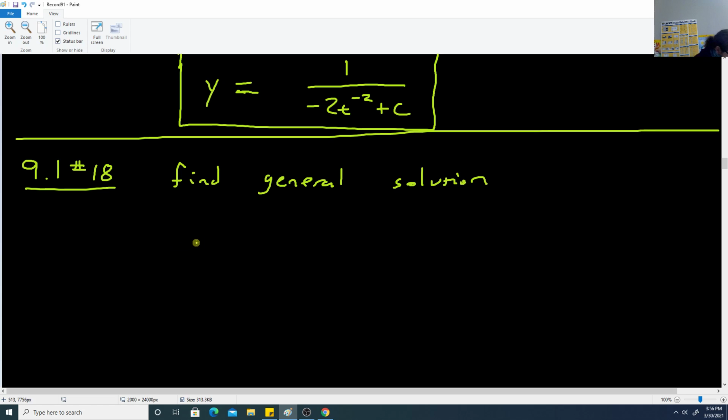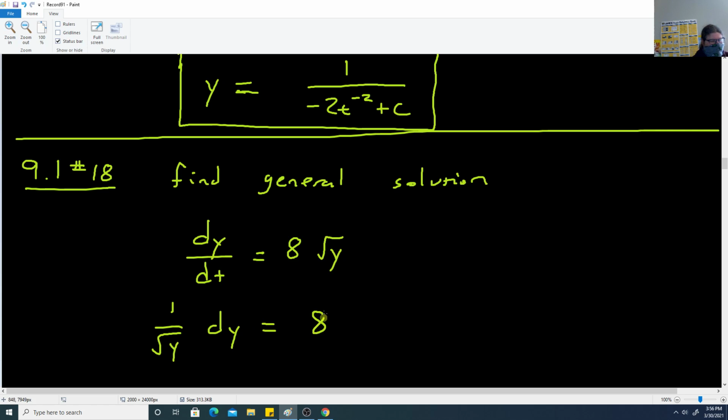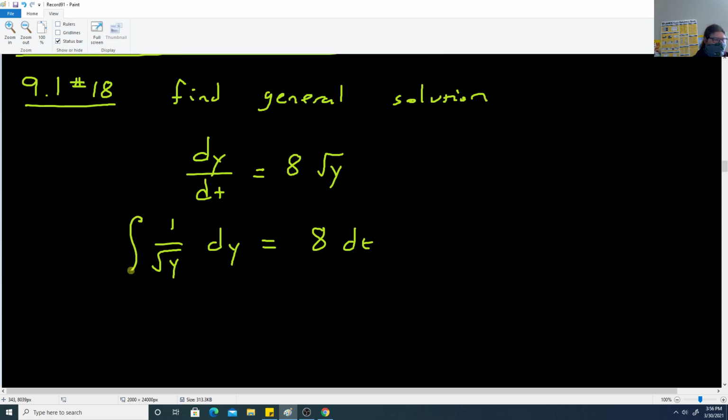So for that one, problem 18 says we want dy/dt equals 8 times the square root of y. So I'm going to bring the y back over, divide it back across, so we have 1 over square root of y dy. And the dt I'm going to scoot on over, so we have 8 dt. So we're ready to integrate both sides here.